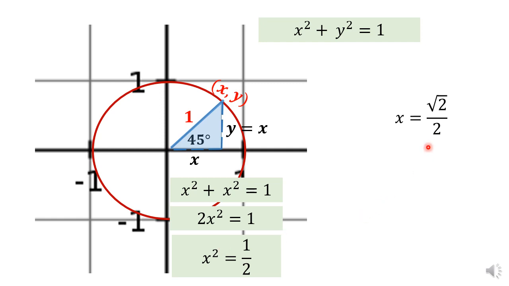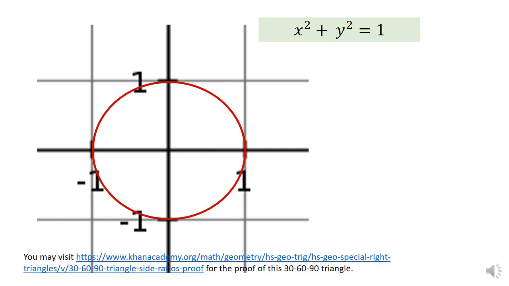Since our y is equal to x, that means our y is also equal to square root of 2 over 2. But from our previous lesson in trigonometry, we know that x is associated with the cosine of theta, which in this case is 45 degrees, while y is equal to sine of that same theta, which is 45 degrees. So that is where cosine 45 degrees and sine 45 degrees come from.